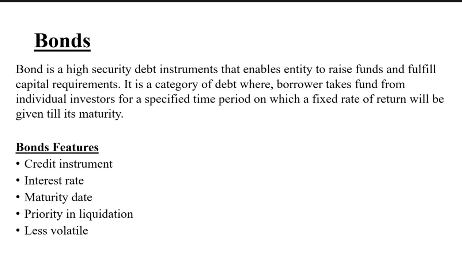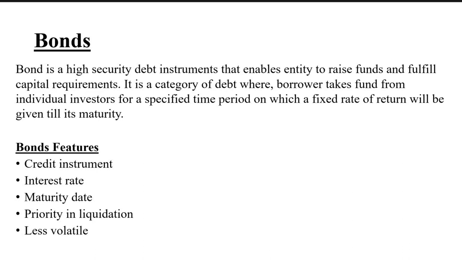Okay, next is priority in liquidation. We already studied how the liquidation process takes place in companies. Whenever liquidation is going on in a company, at that time they have to pay the outsiders first, right? We call it outsiders' payment, correct? So like that, at the time of liquidation, even the bondholders are considered outsiders and they will be given first preference in payment.